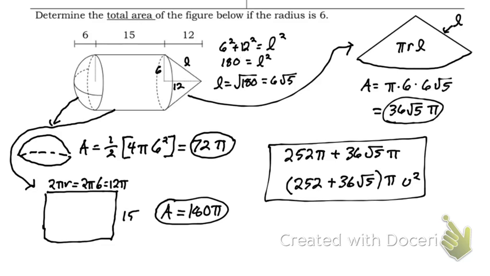Also, look at the very last question. The very last question says, I think it's number 10, it says approximate. So you will not have pi in your answer. You're actually going to plug in your calculator and get an actual decimal.